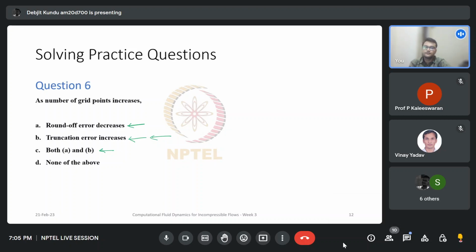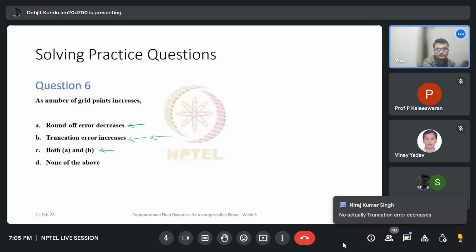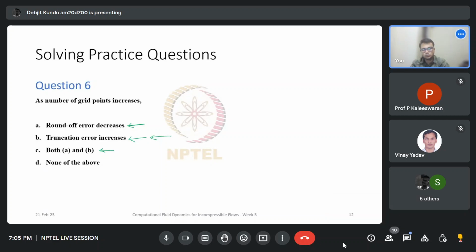So as the number of grid points increases, what happens to round-off error? What happens to truncation error? Option A says round-off error decreases. Option B says truncation error increases. Option C says both A and B. And option D says none of the above. Okay, now we have one response in favor of option D as well. Great. Another option D.